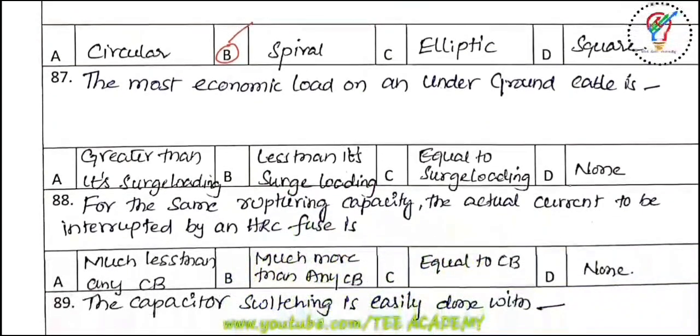Next one, the most economic load on an underground cable is, the options are greater than its surge impedance loading, less than its surge impedance loading, equal to surge impedance loading, and D none. So the option for this is less than its surge impedance loading. So the answer is B here.